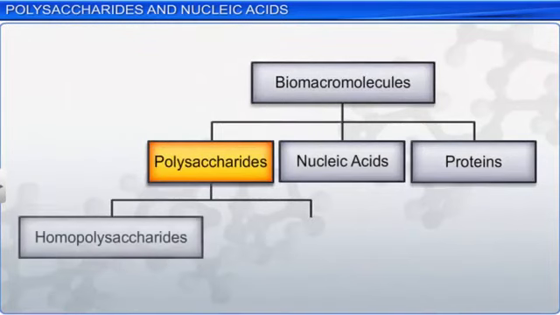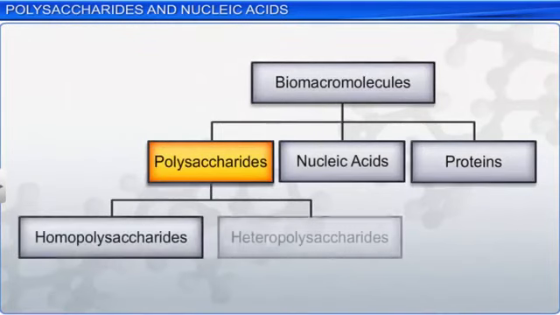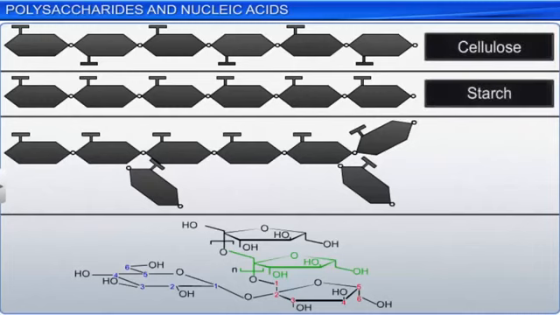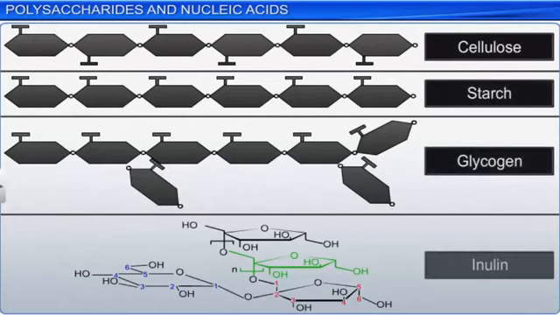Polysaccharides can be divided as homopolysaccharides or heteropolysaccharides. When all the monosaccharide units in a polysaccharide are of the same type, it is called a homopolysaccharide or simply homopolymer. Some examples are cellulose, starch, glycogen, and inulin.